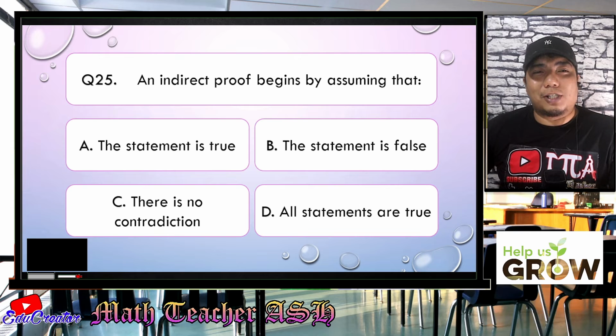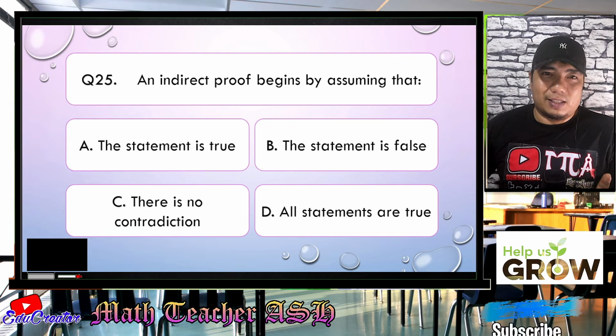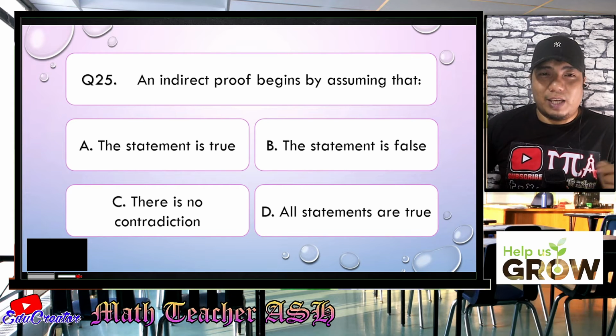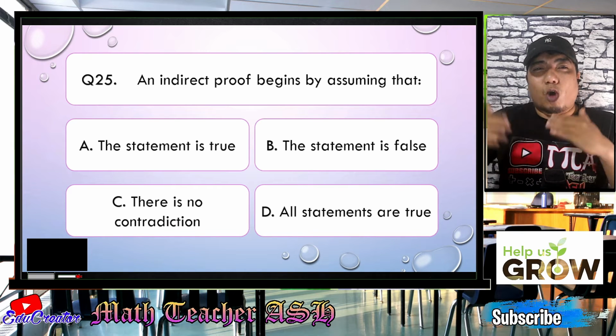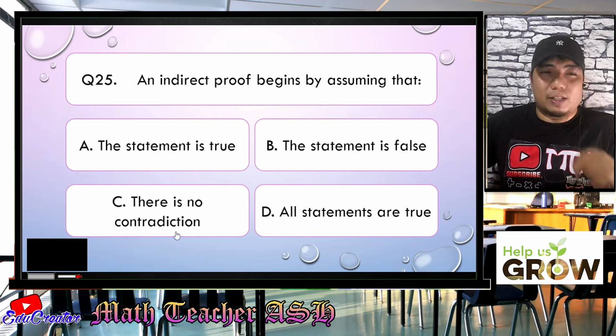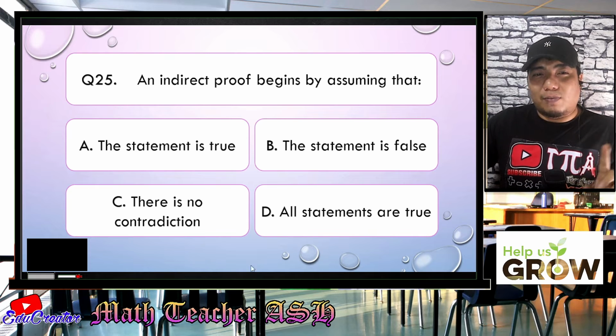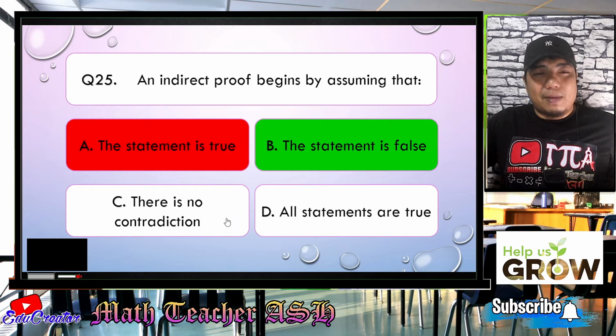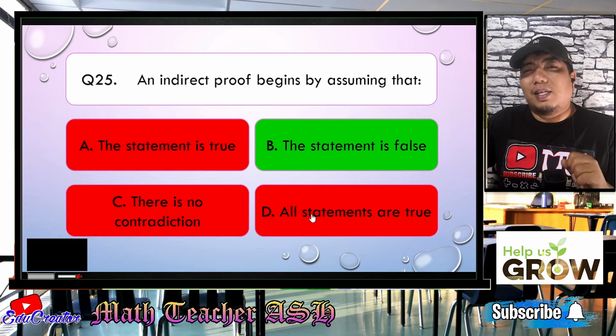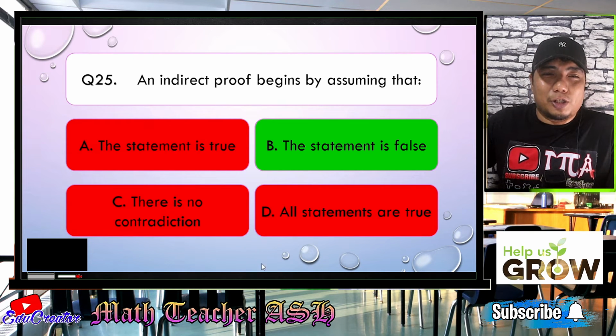Alright, math learners. Now, in terms of indirect proof, it basically considers that all of the things in its surrounding is false. So they will be trying to contradict the given statement. So basically, the correct answer for this given question is letter B. Alright, my dear math learners. Easy, right? Very easy. So, I hope that's clear to you. Now, let us go to question number 26.